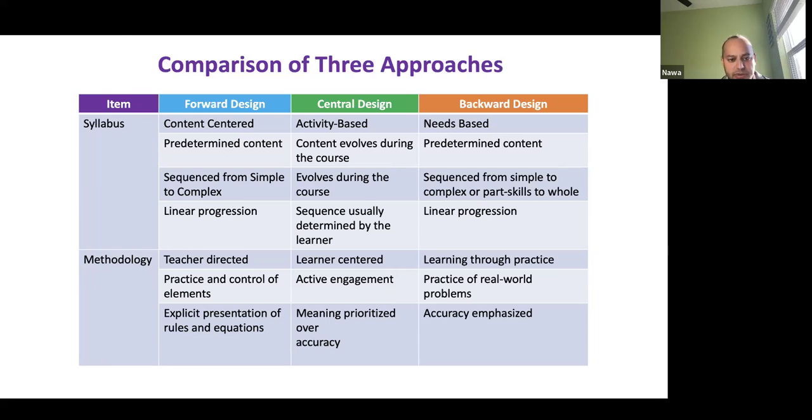In the forward and backward design, again, we'll deal with the explicit presentation of the rules and the physics equations. We also do that in the backward design, but we try to emphasize more on the accuracy, not just on the explanation of the equations, but also how to implement them and how accurate those are in terms of the implementation. And for the central design, accuracy is not much of importance, but what do they learn and what is the meaning? That's what is prioritized.